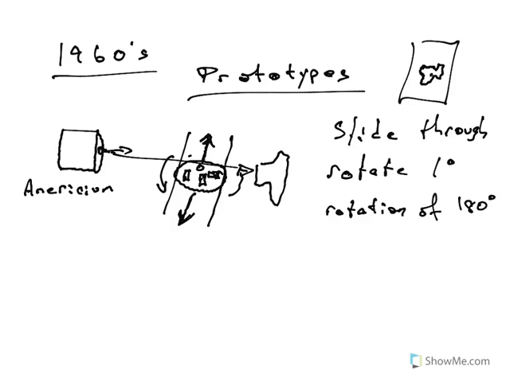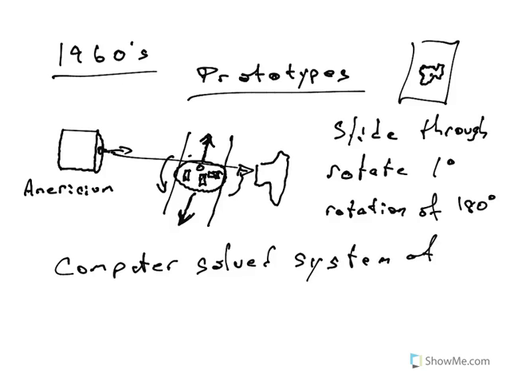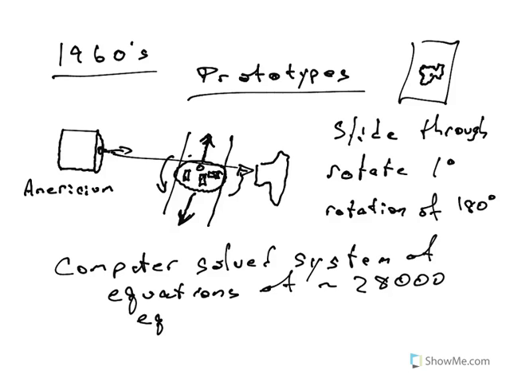Then you take all that data from this detector, run it through his business computer, which basically means this computer would have to solve a system of equations of something like 28,000 equations and 28,000 unknowns.